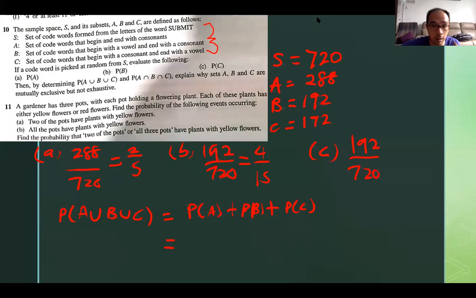Okay, so there is no overlap over there. That's why A, B, and C are mutually exclusive. And when we calculate this, we find that this is 2 over 5 plus 4 over 15 plus another 4 over 15. How much does that give us? 2 over 5 plus 4 over 15 plus 4 over 15. What is our final answer? Okay, the answer will be 14 over 15.